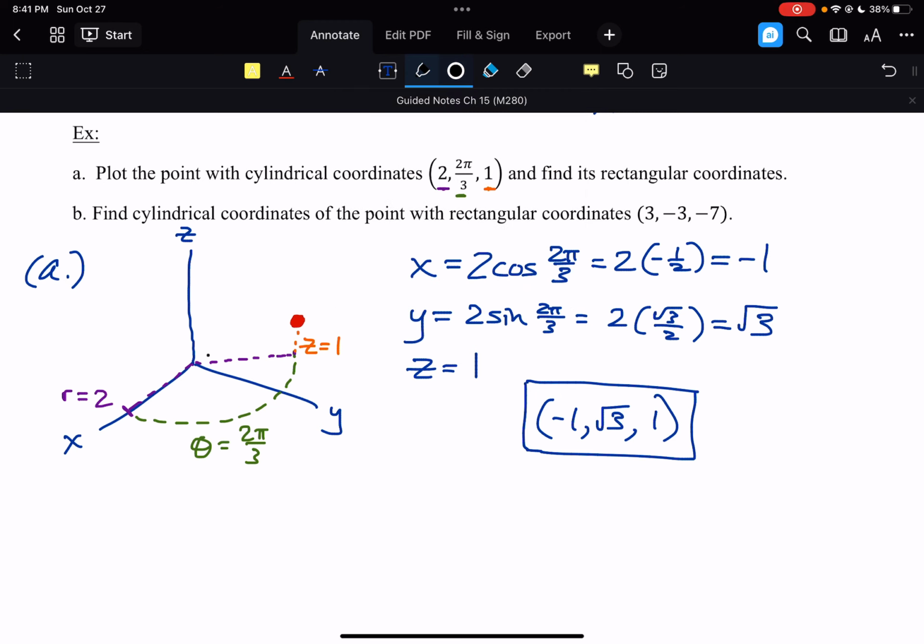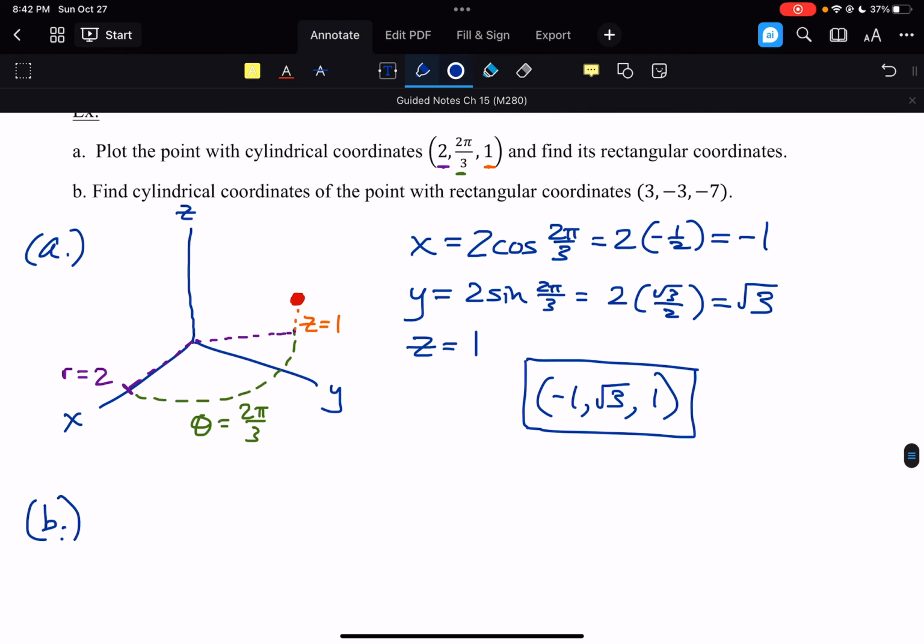If we were to go negative 1 this way, root 3 is a little bit bigger than 1, so there's negative 1 that way. And then a little bit bigger than 1 this way, and then 1 up. And that would get us to the same point using rectangular coordinates. So this is the same point written both ways.